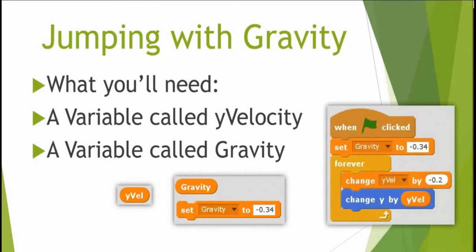So what is y velocity, guys? It's just how fast y changes. So we can change y by 7, or we can change y by 7, 8, 9, 10, 11, 12, and then slowly go back down as well. So we can gradually fall off the platforms too.